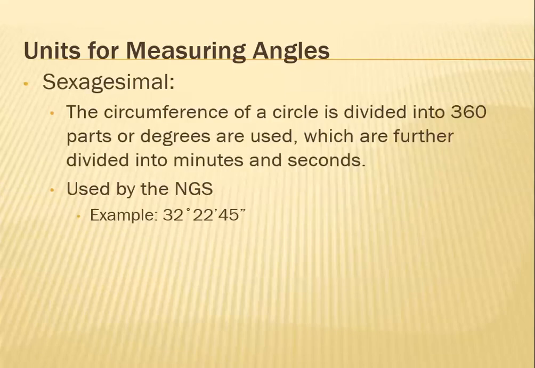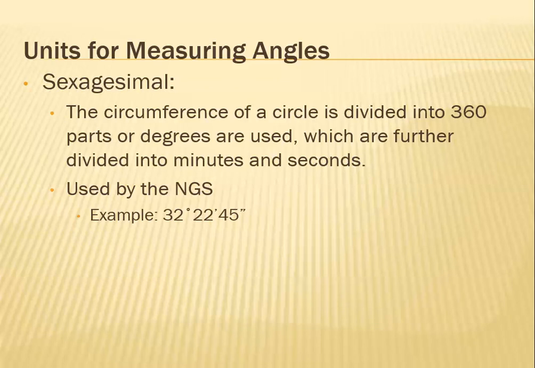Now let's talk real quick about units for measuring angles. Obviously degrees is what might come to mind, but even degrees have different ways of being written down. One of them is sexagesimal. We've talked about this before: the circumference of a circle is divided into 360 parts, which are degrees, further divided into minutes and seconds. We know this number could also be like 32 point something, but what's used in surveying most often is degrees, minutes and seconds notation, and it's a good idea to start getting used to that as much as possible.